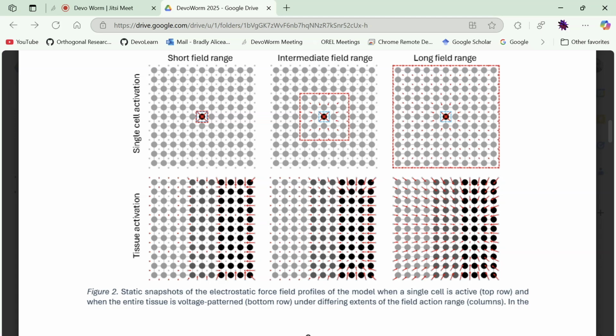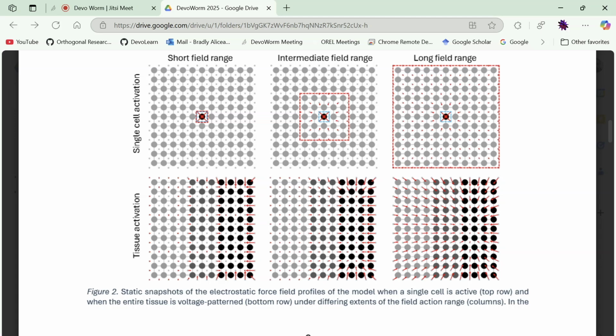So let's go to the top left where we have short field range. We have the cell here in the middle, and it has this force field that only involves one cell. So that's a localized effect. Then the field range expands from just around the single cell to a neighborhood of 2 cells deep, so it's like 2 cells beyond the single cell in every direction.